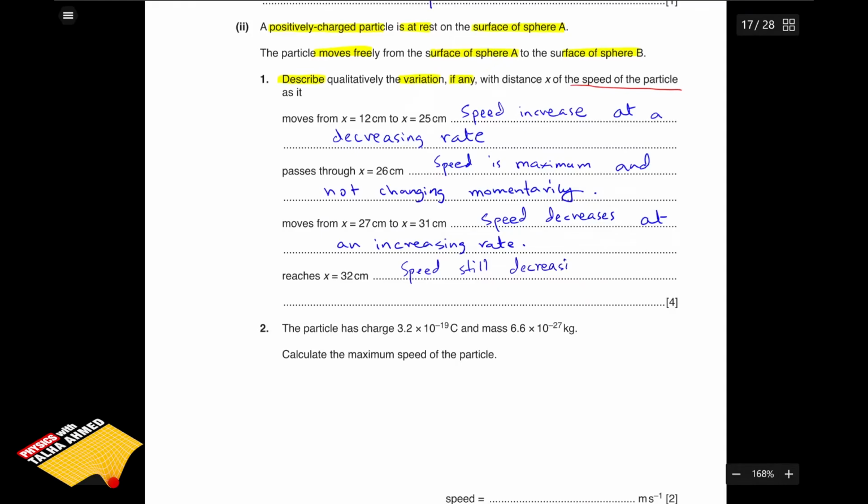Secondly, the speed is actually still decreasing because the potential is still increasing. So that's what we're going to write. The speed is not zero, and the speed is still decreasing when it reaches the surface of B. So that was the first part.